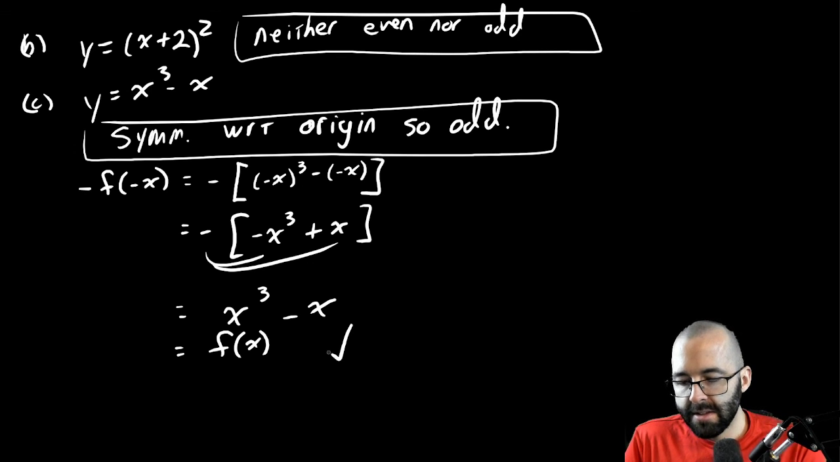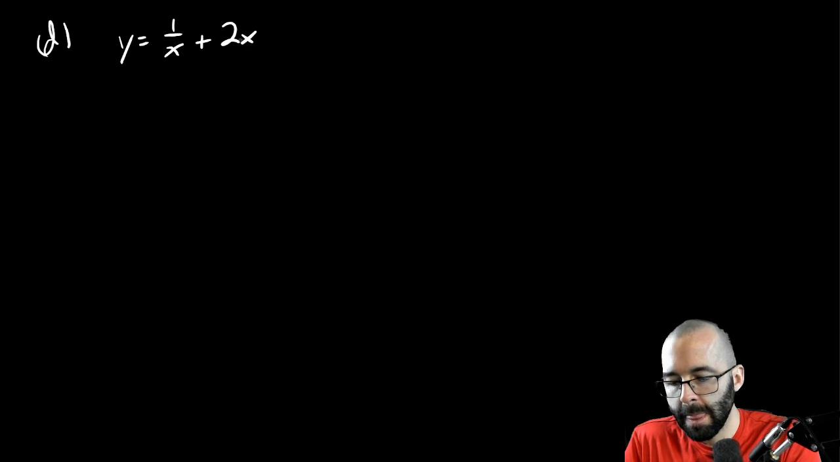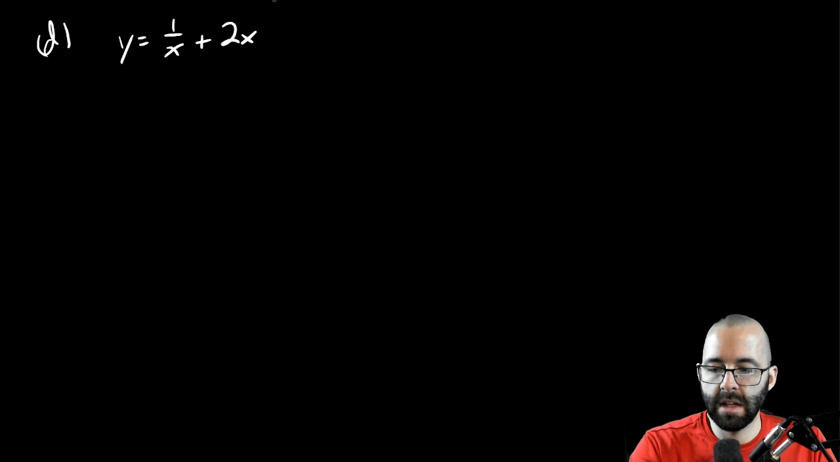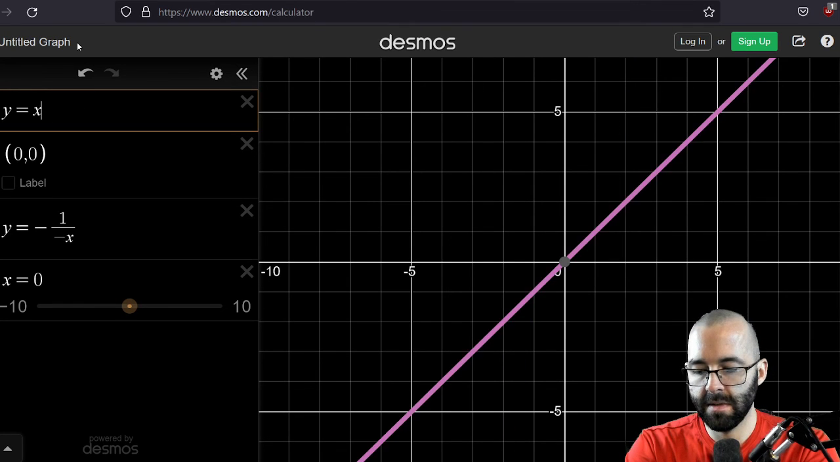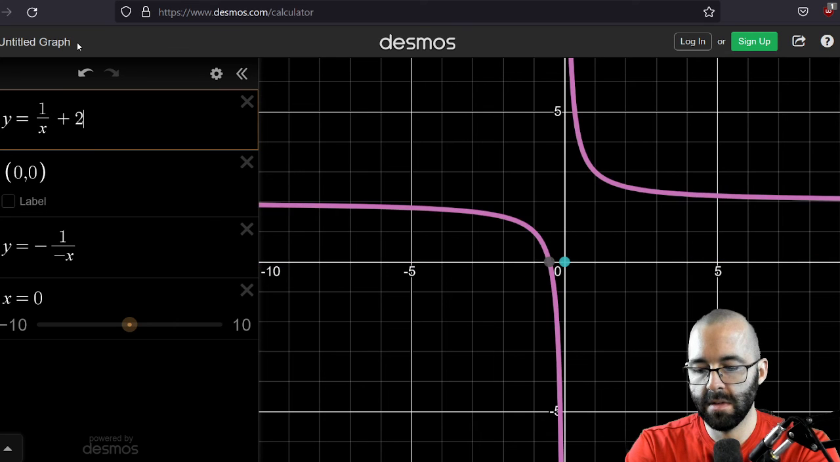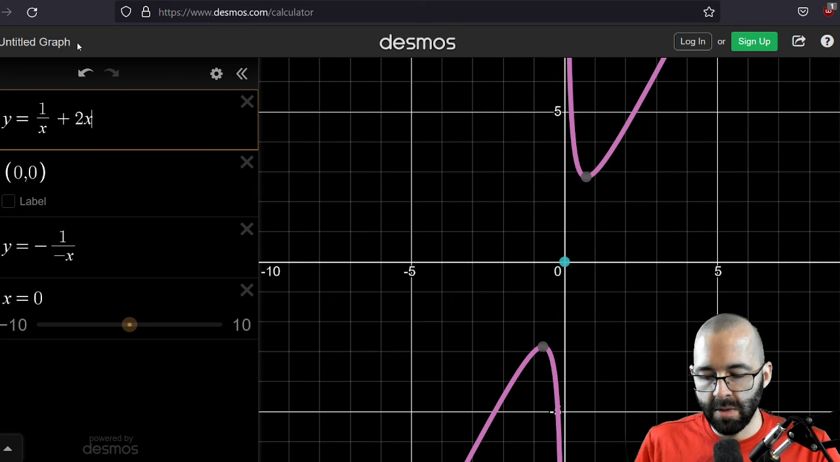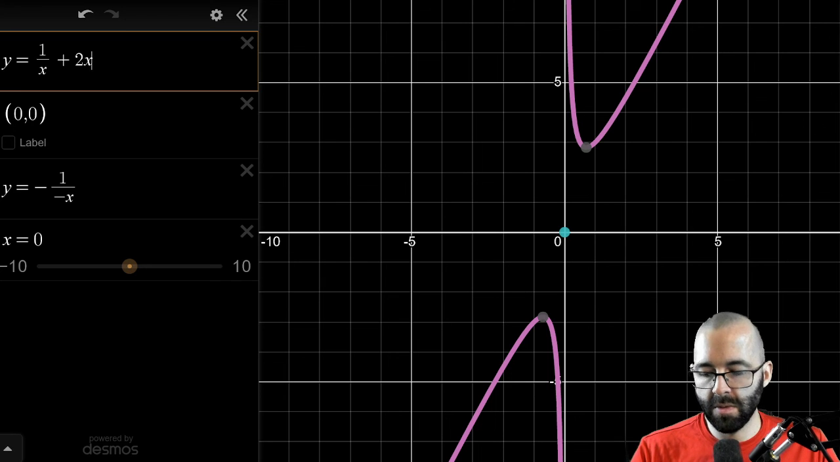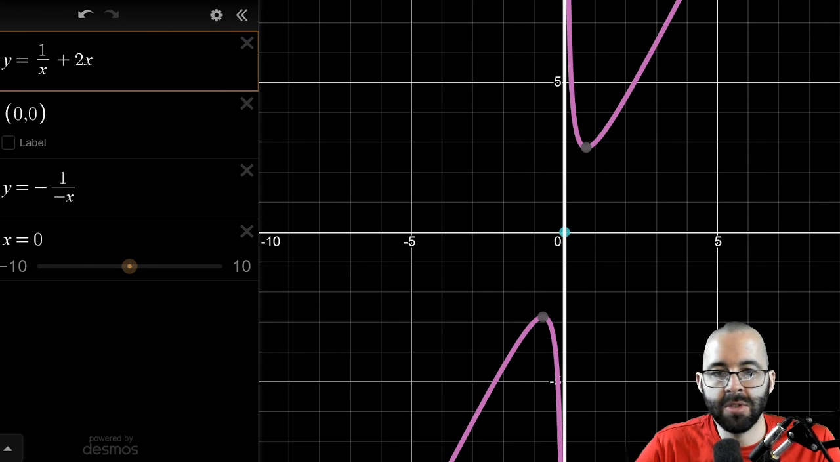All right, and let's do one more. Part D. Y equals 1 over x plus 2x. Look at this one. Well, it's not symmetric. It's not even. It's not symmetric with respect to this white line. But it is symmetric about the origin, right? We reflect it upside down and then left to right. It's symmetric. So this is odd.